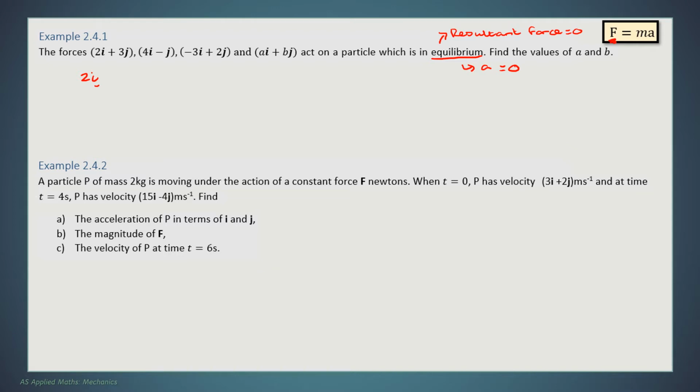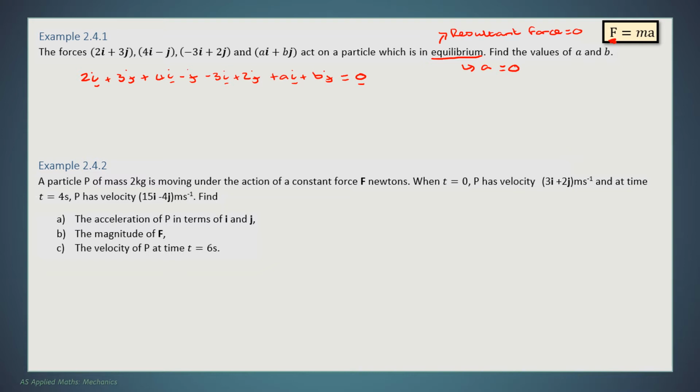So I've got 2i plus 3j plus 4i minus j minus 3i plus 2j plus ai plus bj has got to equal the 0 vector. We have looked at an example very similar to this before, so I'm just finding the resultant force when it's in vector form. The directions are already taken care of, so I can just add them together.